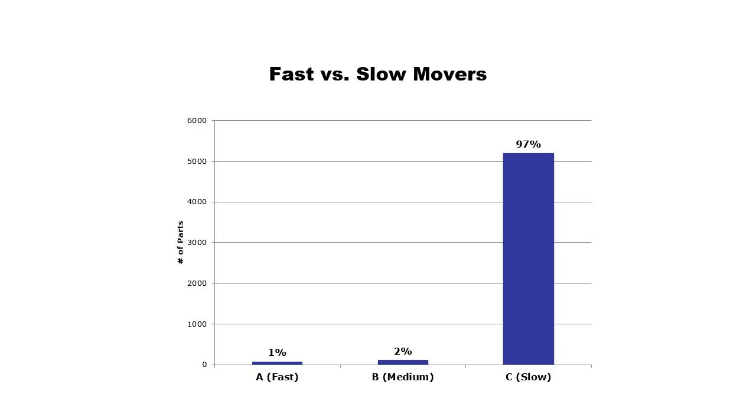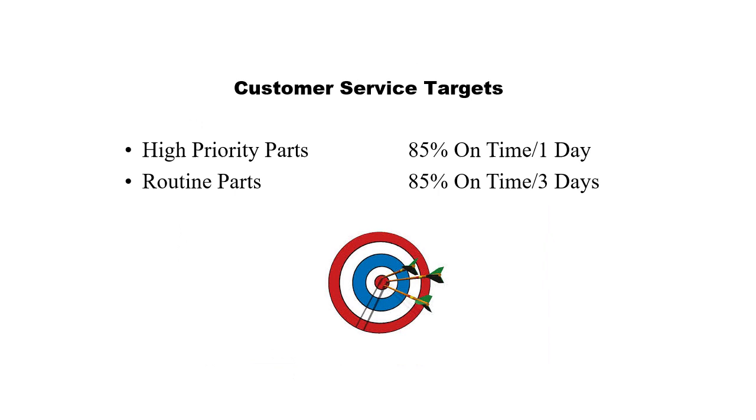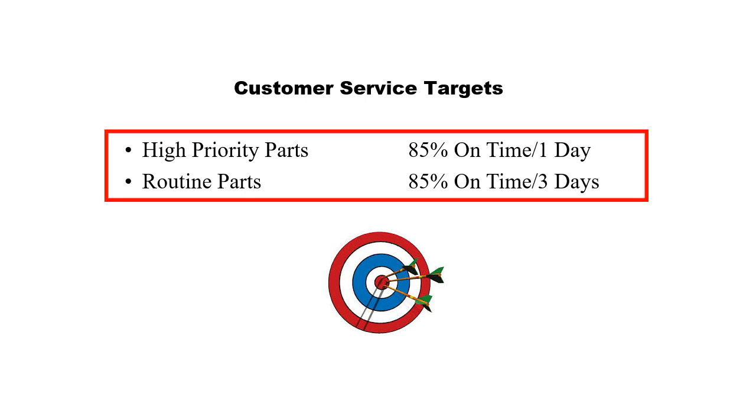This figure shows that 97% of the high priority parts are slow-moving items, with an annual demand of less than 36 units. Thus, the demand is very hard to predict. Because of the significant penalty associated with the device failure, the target service level for the high priority parts is 85% of the demand being fulfilled in one day. For routine parts, the target service level is 85% of the demand being fulfilled in 3 days.